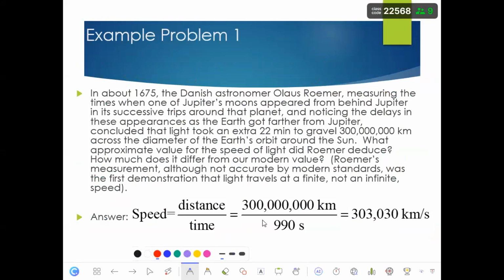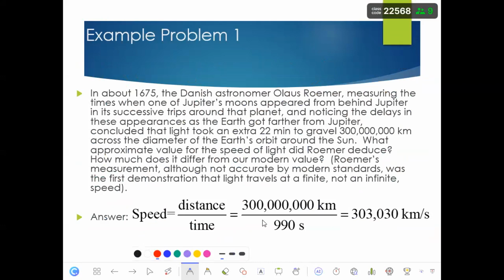It's not accurate, but the accurate value is 300 million meters per second, or 300,000 kilometers per second. What he calculated was 303,000 kilometers per second. There was a little error, but that was in 1675. Okay, this was example number one.